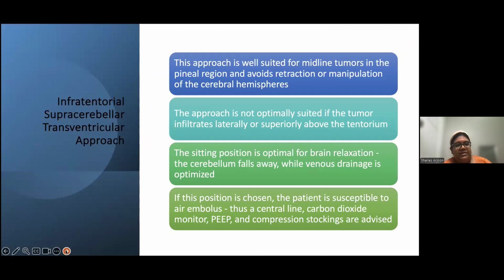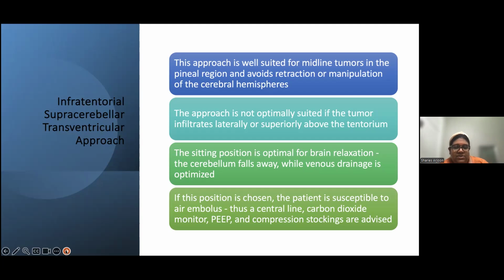So now moving on to the infratentorial supracerebellar transventricular approach. This approach is well suited for midline tumors in the pineal region and avoids retraction or manipulation of the cerebral hemispheres. The approach is not optimally suited if the tumor infiltrates laterally or superiorly above the tentorium. The sitting position is optimal for brain relaxation. The cerebellum falls away while the venous drainage is optimized.